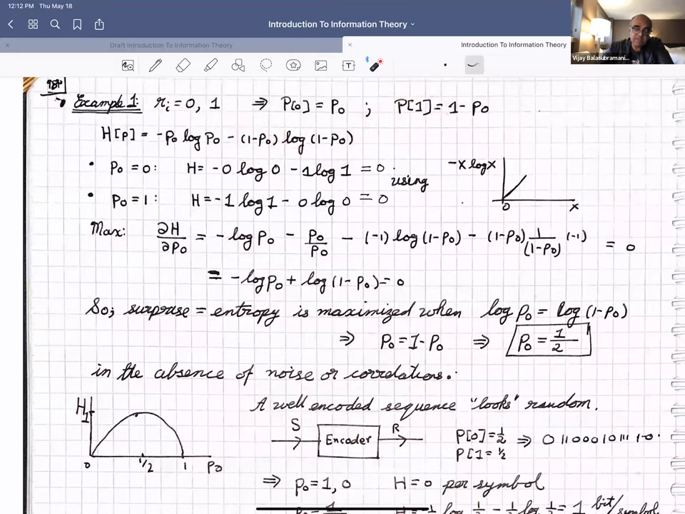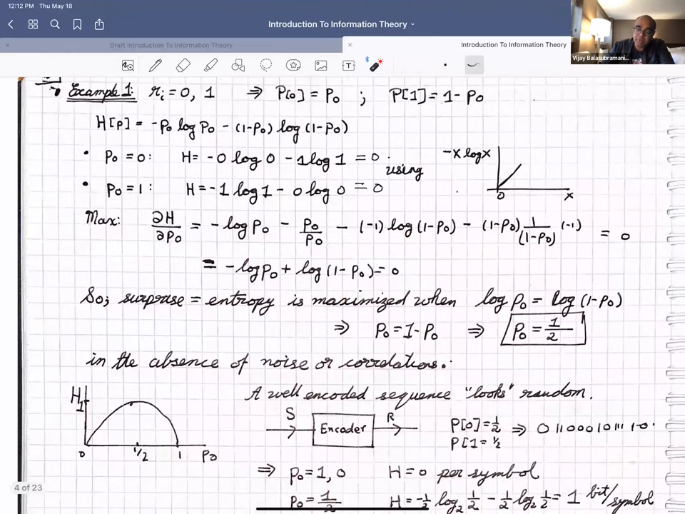And you can work this out in various cases. In the limit that P0, the probability of a 0, is 0, or the probability of 0 is 1, if you plug in the numbers, you'll find that in both those cases, you get 0. And conversely, if you maximize the entropy, you take dH/dP0 and set that equal to 0. Well, a quick calculation shows you have to solve the equation minus log P0 plus log (1 minus P0) equals 0. Solving that, you get the answer that the entropy for this binary case is maximized when P0 equals 1/2.